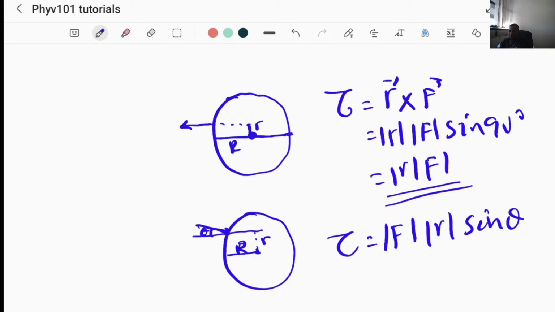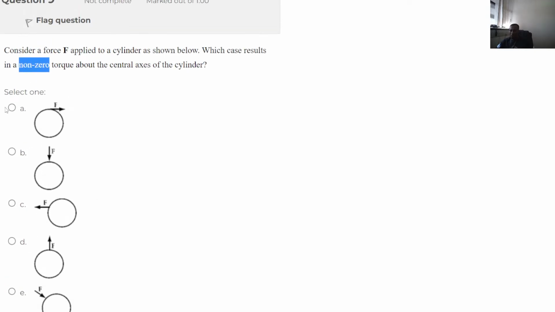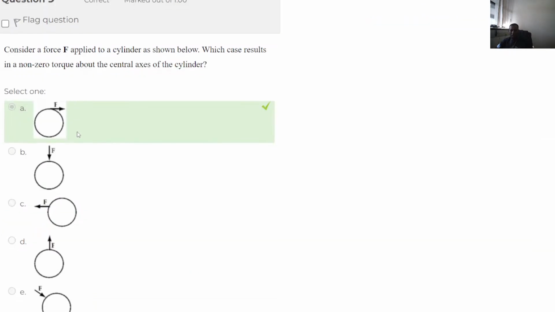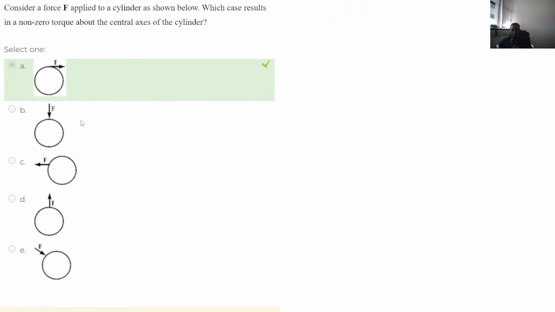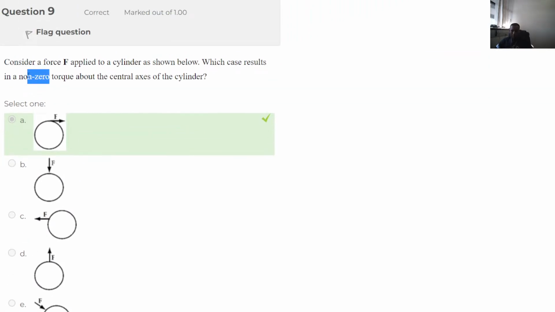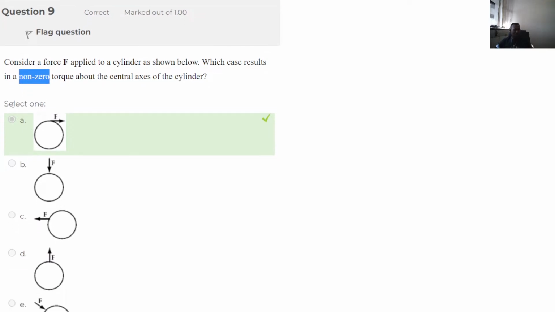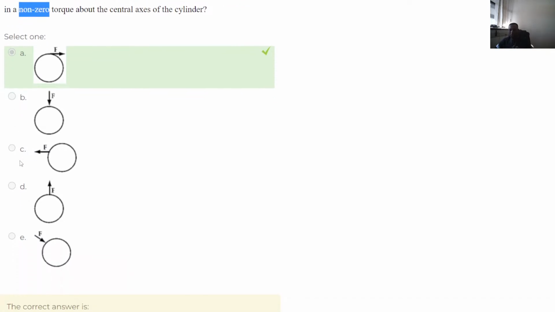Then for my conclusion here, yes, the correct answer should be A, according to what is given. I could check it. Yeah, A. However, this question is not correct. It needs an addition. Not non-zero. This is supposed to say a maximum torque. Then A would be the perfect answer. As it is though, it says select one. If it were given that multiple selections are possible, C and E are also correct. It is a non-zero force, but it's not a maximum force.